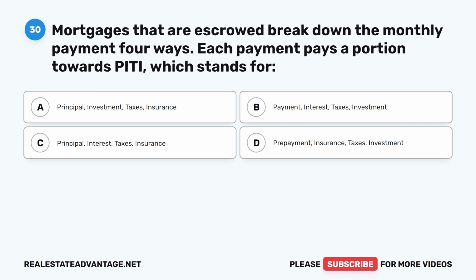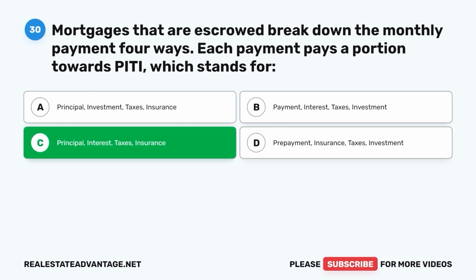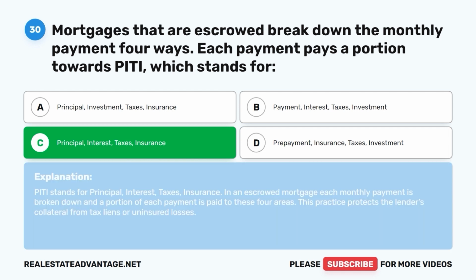Question 30. Mortgages that are escrowed break down the monthly payment 4 ways. Each payment pays a portion towards PITI, which stands for A. Principal, investment, taxes, insurance, B. Payment, interest, taxes, investment, C. Principal, interest, taxes, insurance, D. Prepayment, insurance, taxes, investment. The correct answer is C. Principal, interest, taxes, insurance.